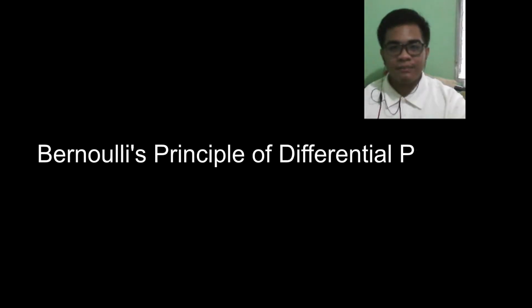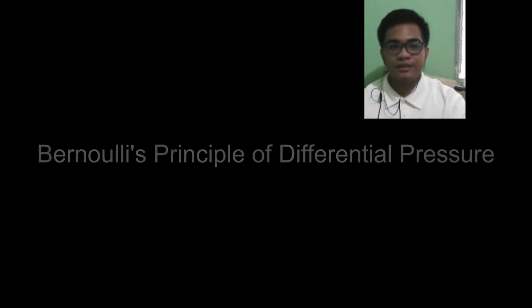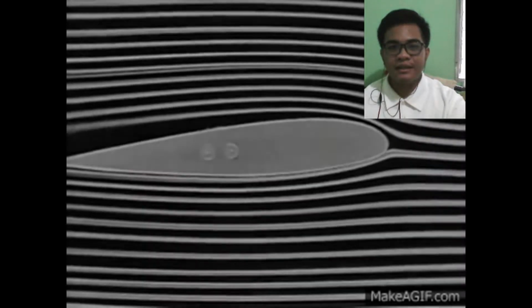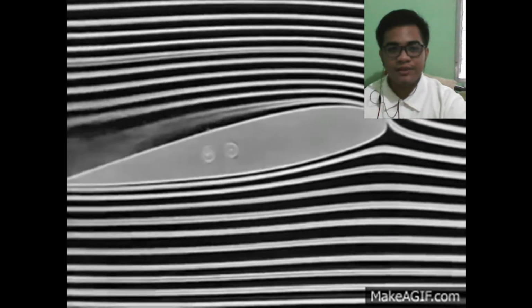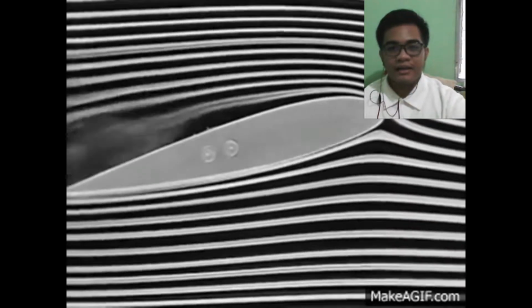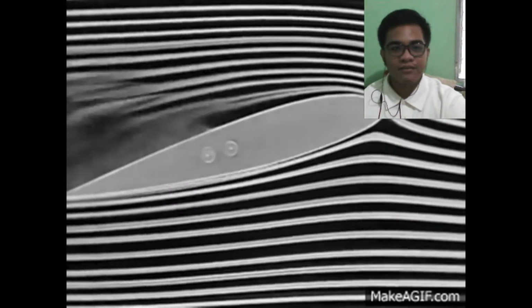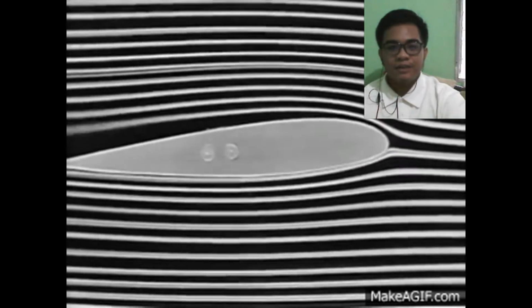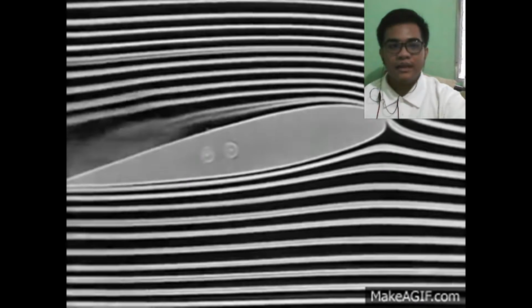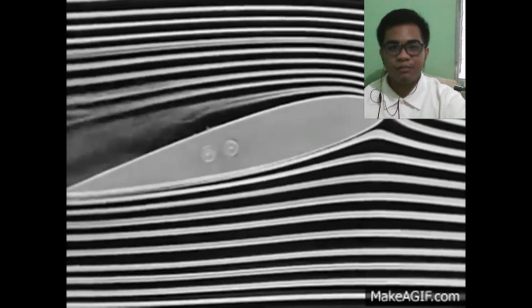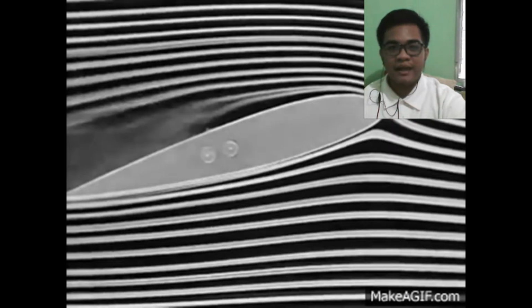Now we move on to the next theory, which is named Bernoulli's principle of differential pressure. And this states that when the airplane is at a constant speed, the airfoils create a low pressure area that originates from the upper surface of the wing. That, along with the high pressure area that originates from the bottom of the wing, shall push the wing upward, thus creating lift.